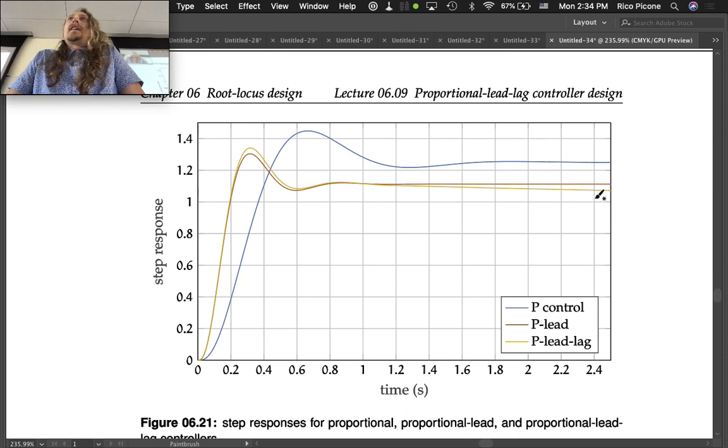Do you guys feel like you're getting the hang of these root locus design problems? Yeah? Because this is the last lecture on them. Any questions on this one before I move on? Okay.